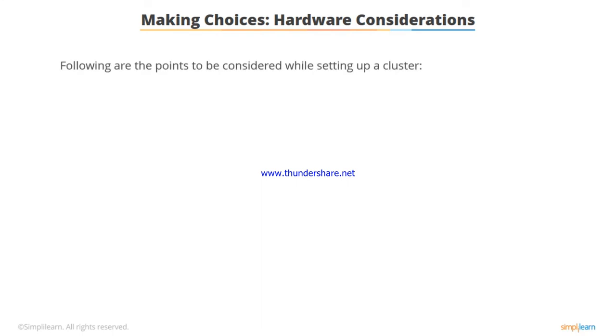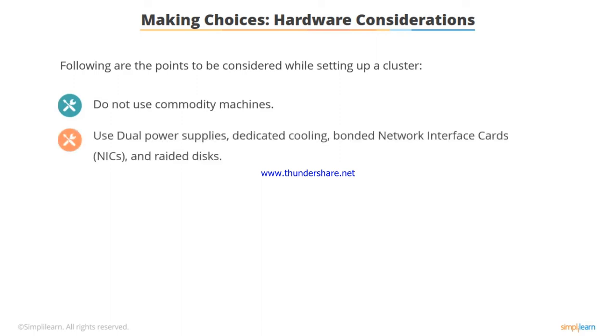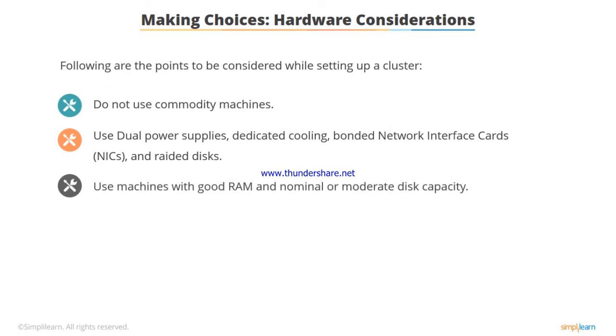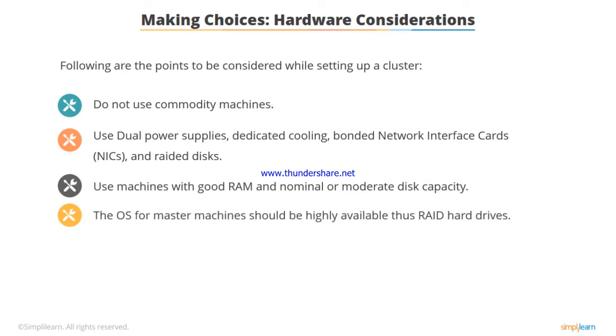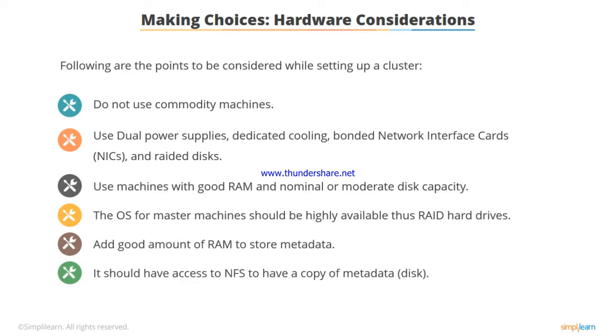Following are the points to be considered while setting up a cluster. Do not use commodity machines. Use dual power supplies, dedicated cooling, bonded network interface cards, NICs, and rated disks. Use machines with good RAM and nominal or moderate disk capacity. The OS for master machines should be highly available, thus RAID hard drives. Add good amount of RAM to store metadata. It should have access to NFS to have a copy of metadata disk.